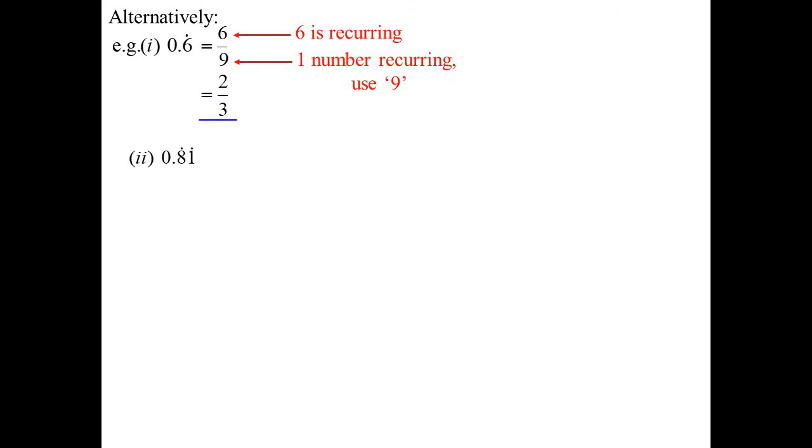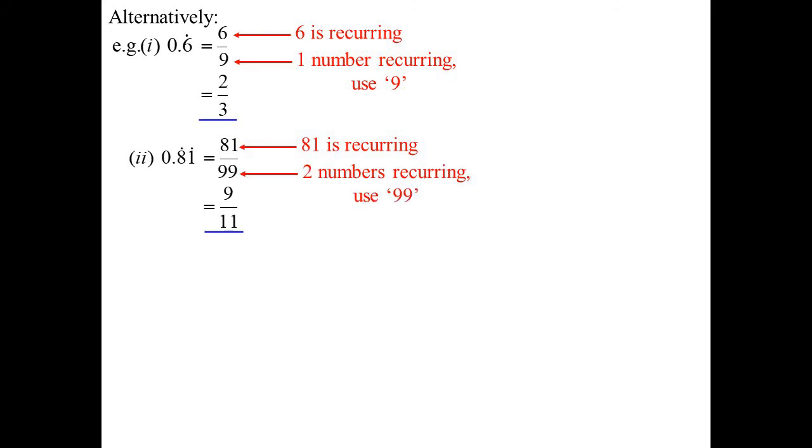0.81 repeater, I can use the same idea. 81, because 81's the number that's recurring. And on the bottom, I put 99. Two 9s, because there's two numbers that are recurring. So I get 81 on 99, 9/11ths. So now if I get something like 0.7134 repeater, I don't have to muck about with those simultaneous equations. I can say, hang on a sec, that's 7134, they're the numbers that are repeating. There are 4 numbers repeating, so the denominator will be 9999. Simplifies down. If you don't believe me, get your calculator and you'll see that it does that pattern.